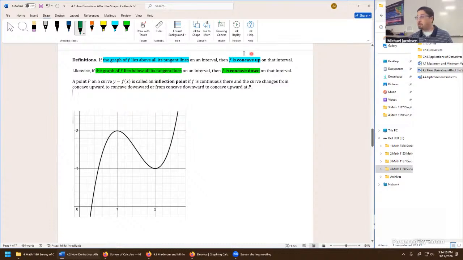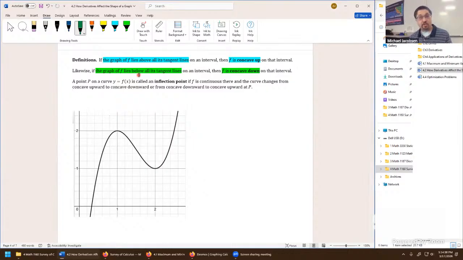So here's how they go. It says, if the graph of a function lies above all of its tangent lines on some interval, we'll call it concave up on the interval. So concave up means the graph is above the tangent lines. And likewise, concave down means the graph is below all of its tangent lines instead.